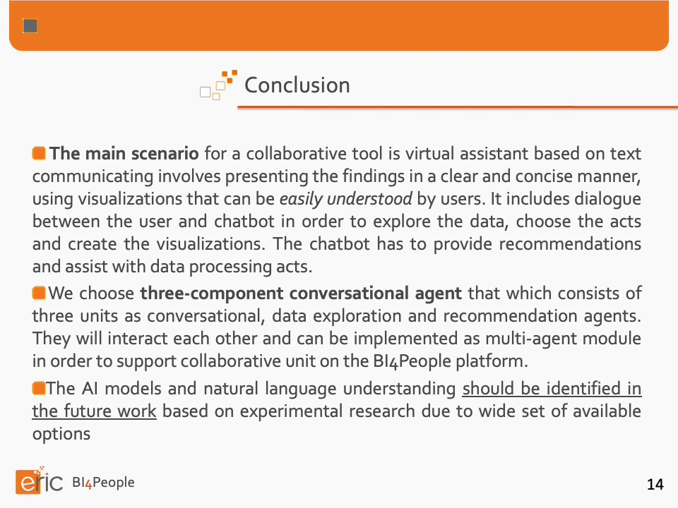Secondly, we choose a three-component conversational agent which consists of three units: conversational, data exploration, and recommendation agents. They will interact with each other and can be implemented as a multi-agent module in order to support the collaborative unit on the BI for People platform. The artificial intelligence models and natural language understanding should be identified in future work based on experimental research due to a wide set of available options.